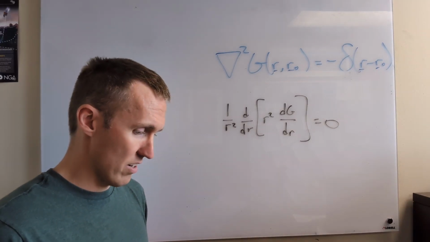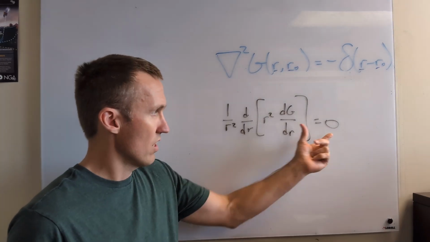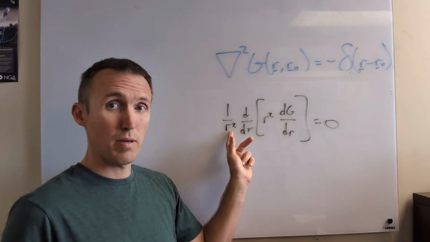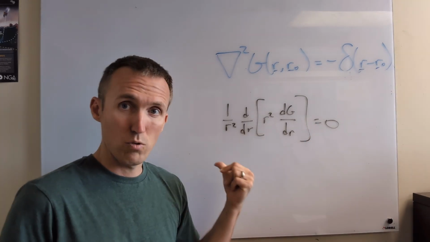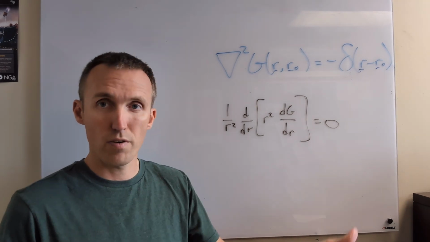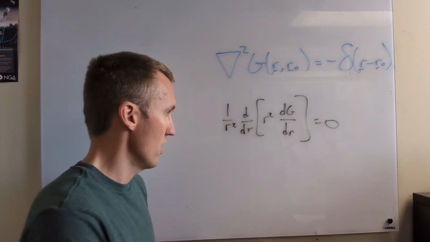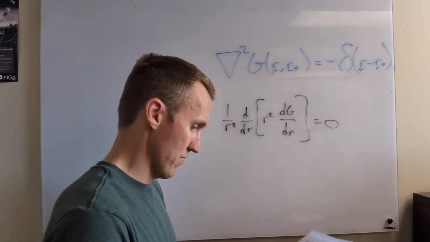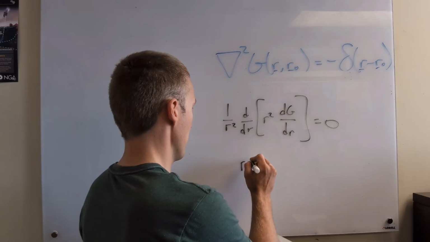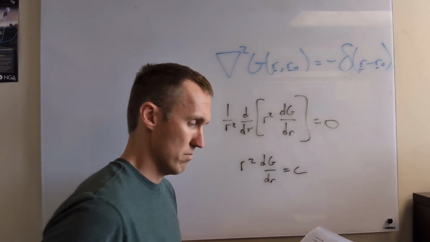So what we're going to notice for a second is that this is the derivative of this equal to 0. This is never going to be 0, so this must be 0, which means this inside thing has to be a constant, right? The derivative of a constant is equal to 0. Everything else is going to be some function of r. So this is some constant, and that means r squared dg/dr is equal to some constant c.